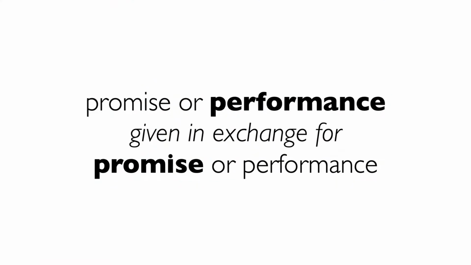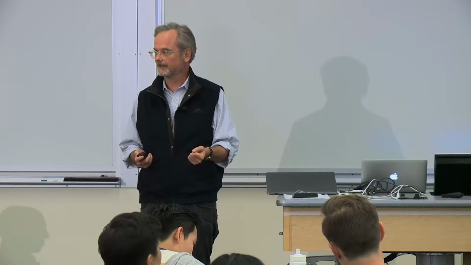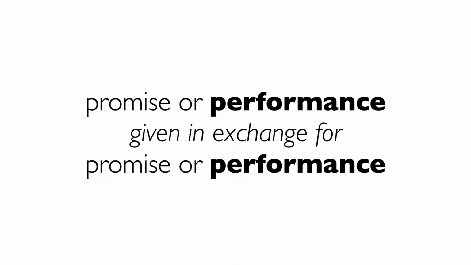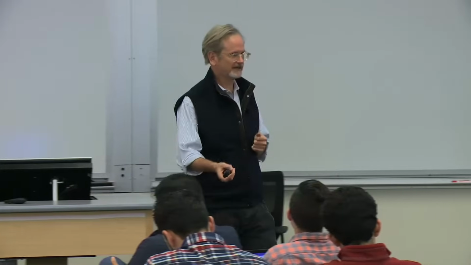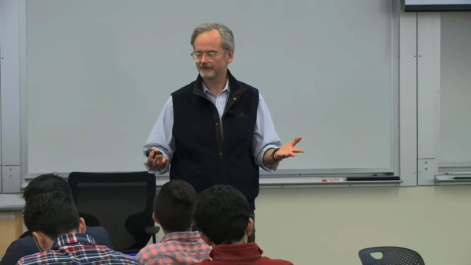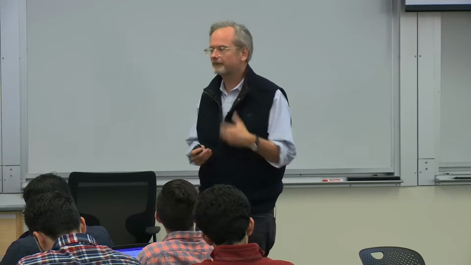Or it could be a performance for a promise. I'll sing if you promise to pay me after I'm done. Or the really interesting one for our purposes is a performance for a performance. I'll sing if you pay me $5,000. I didn't want a promise from you because I don't trust you. You're business school students, right? So I just want the money, but I'm not promising to do anything. I'm actually going to do something for you. Now, that's the one that we're going to think about in the context of digital contracts.